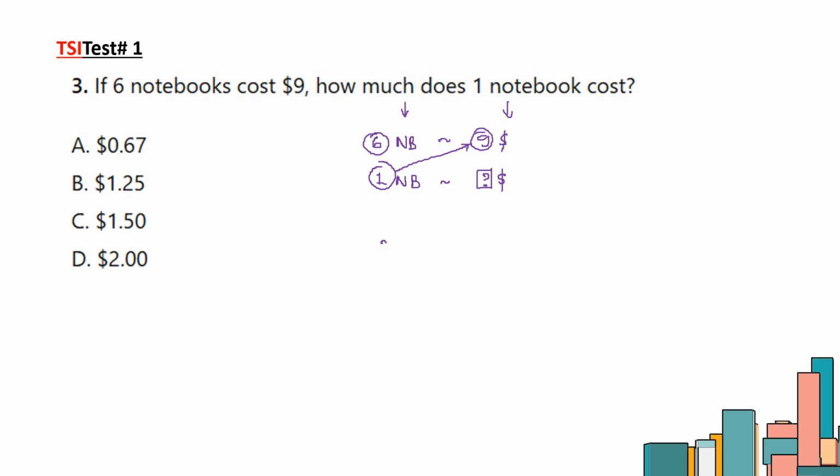So the question mark is 1 times 9 divided by 6. And 1 times 9 is 9. 9 is 3 times 3. Okay, 6 is 3 times 2. So if we cancel like that, we have 3 divided by 2. 3 divided by 2 is 1.5. So $1.5. So C is the correct answer.